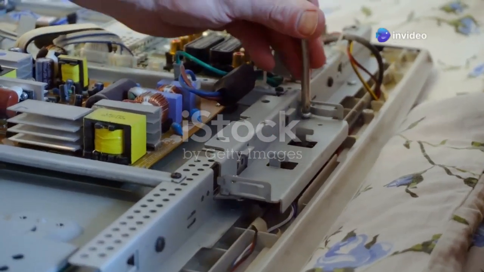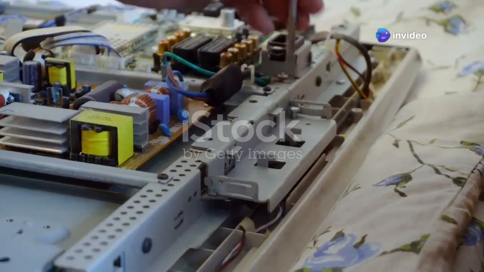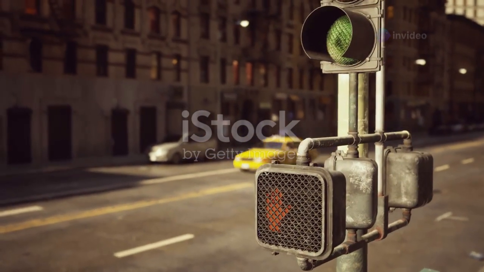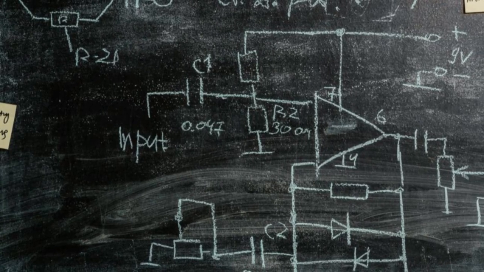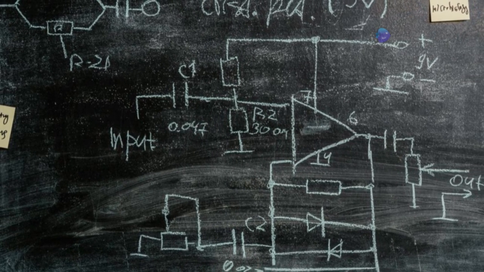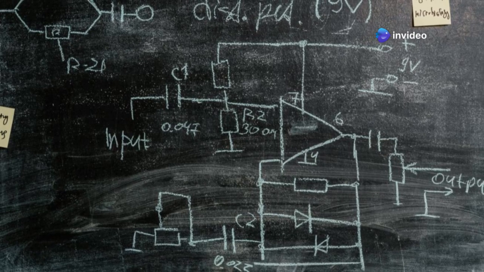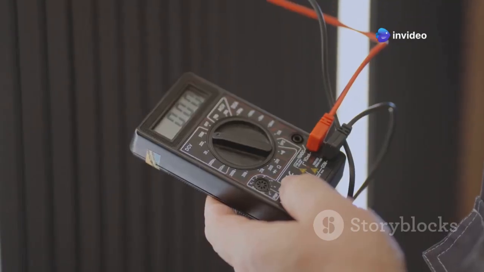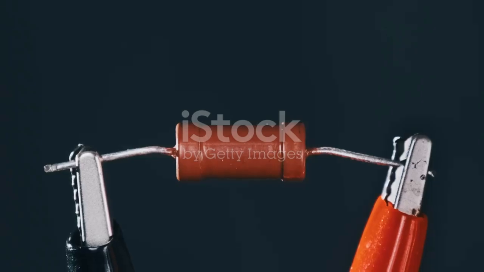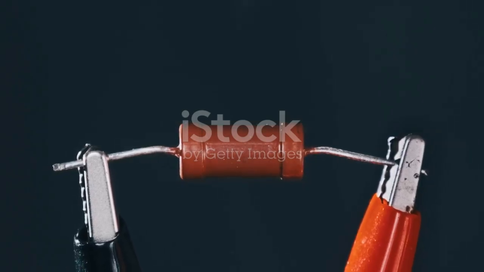Alright, let's talk about the law of the land in the world of circuits. Ohm's law. It's like the traffic light that keeps everything running smoothly. Ohm's law states that the current flowing through a conductor is directly proportional to the voltage applied across it, and inversely proportional to the resistance. In simpler terms, if you increase the voltage, you increase the current. But if you increase the resistance, you decrease the current.